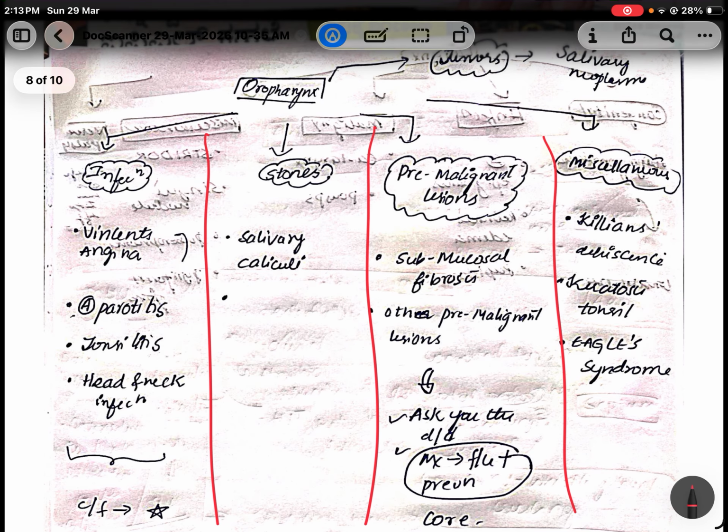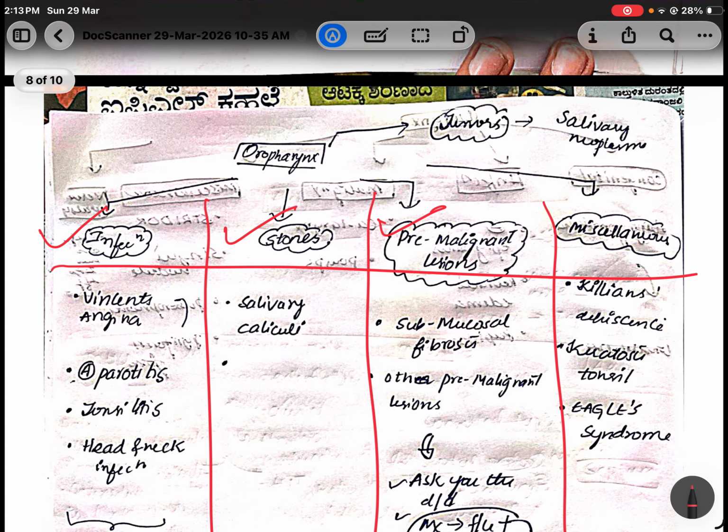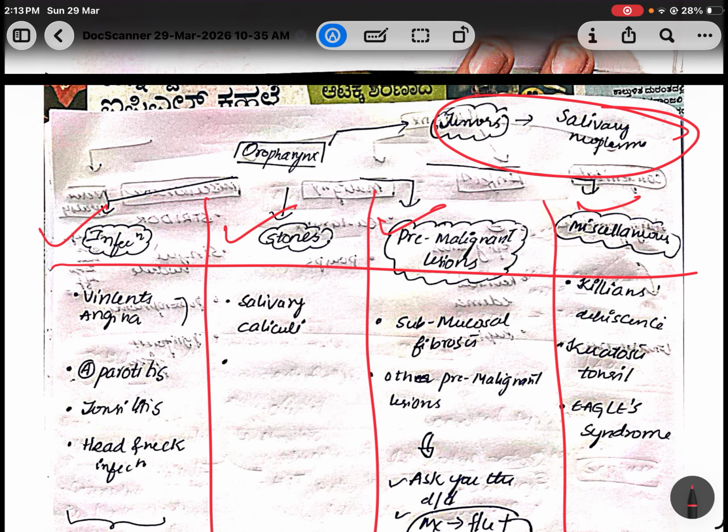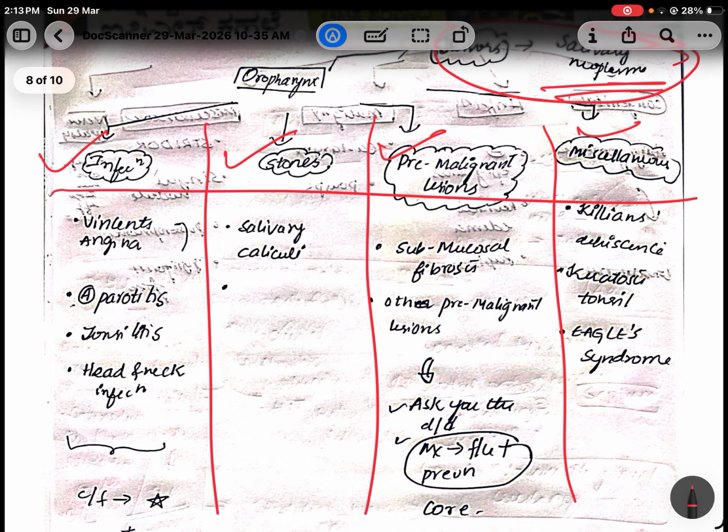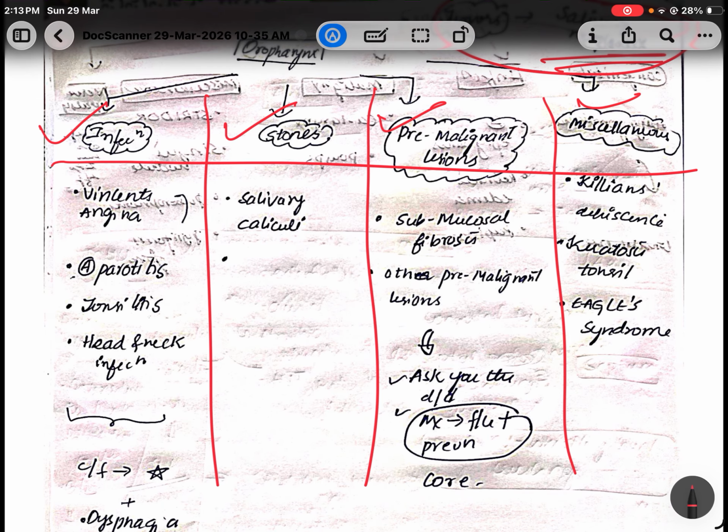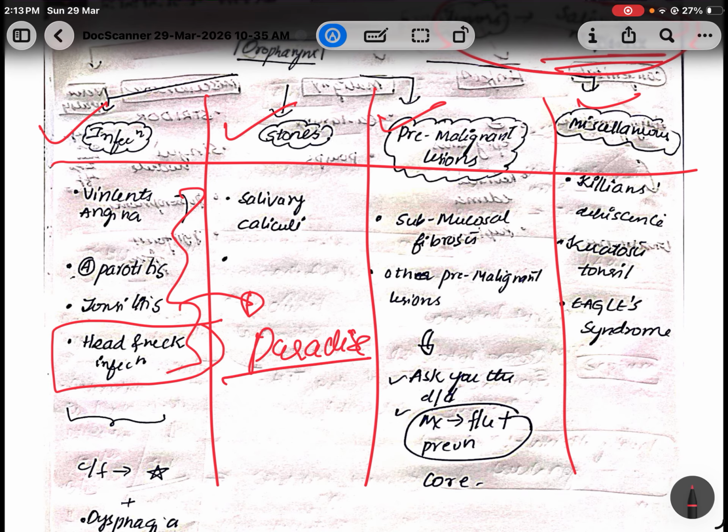Again, I have divided into these parts: infectious, protocol, stones, premalignant lesion, again miscellaneous with the tumors. Again, salivary neoplasm again is a surgical topic where you will talk about pleomorphic adenoma and all this stuff. Again, infectious diseases, major things is only this, but this is something which you need to remember. Again, in tonsillitis you need to remember the Paradise criteria on when you will operate. Okay, except that infection is what, again you need to drain it and you have to start with an antibiotic, but this is having something important, when will you operate, that is when do you do a tonsillectomy.